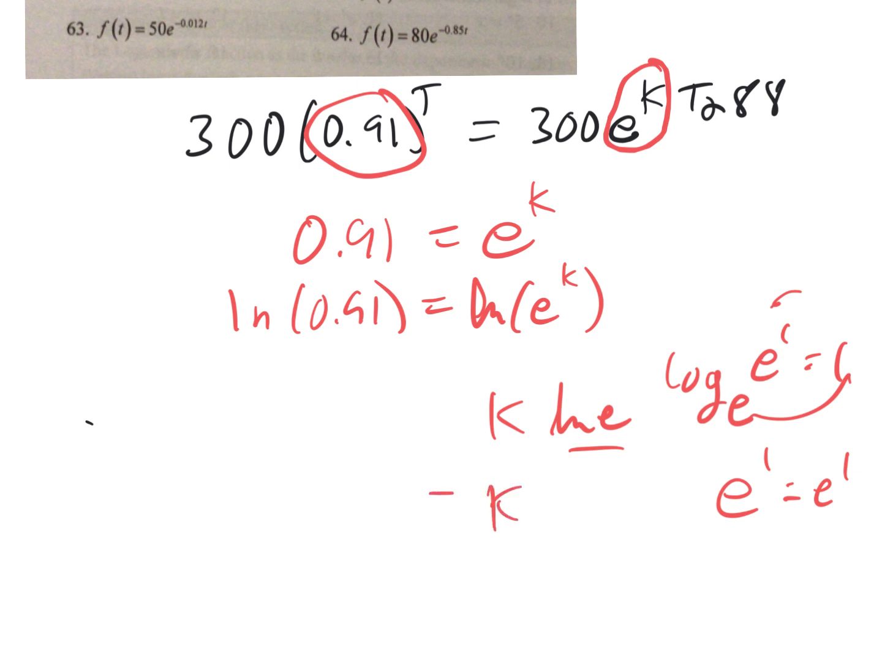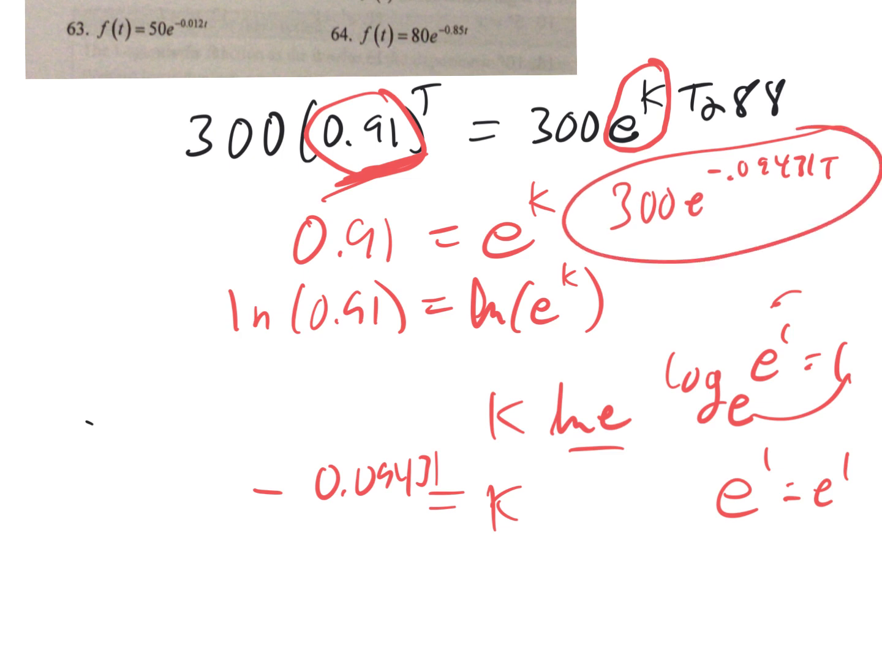So what we have left here is k, and what's the natural log of 0.91? Let me just grab a calculator. ln of 0.91, I'm getting negative 0.09431, enough decimal places. Now, why is it important that it's negative? Because this is a decay model, so the k will have to be negative. So it's 300 e to the negative 0.09431t as a continuous growth model.